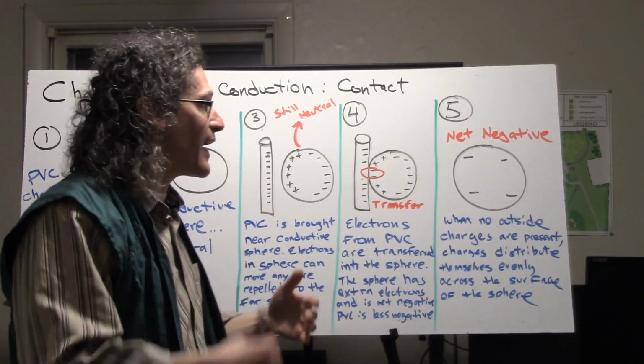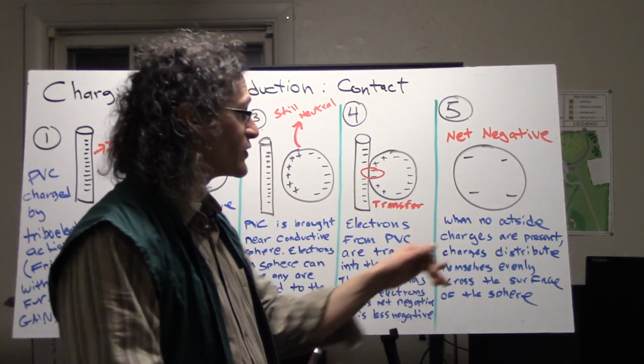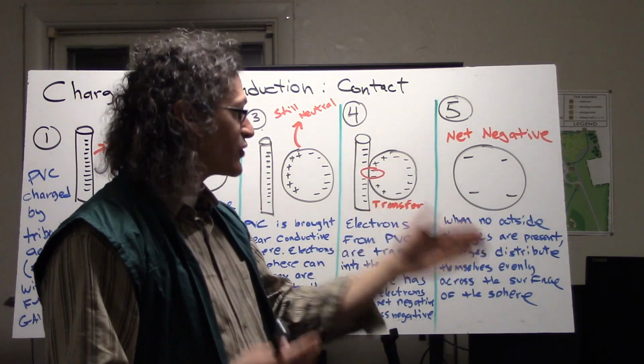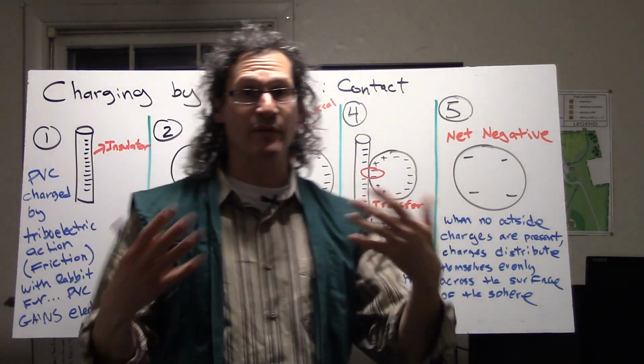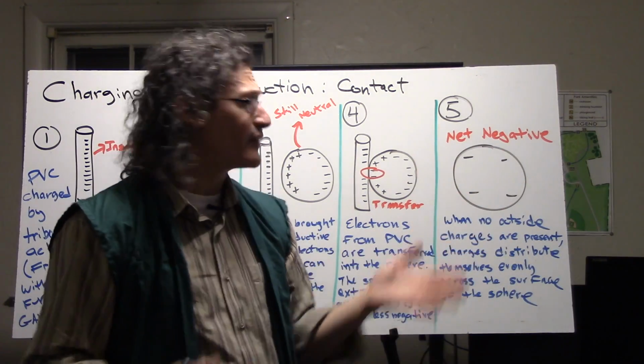Now, in number 5, we see that the PVC tube has been moved away. And there is no outside charge present, and the charges inside here will then distribute themselves evenly. So they repel each other, that's exactly what they do.